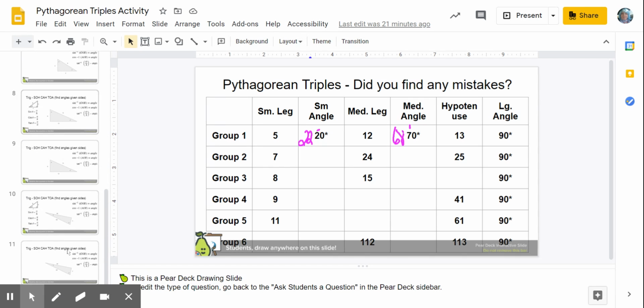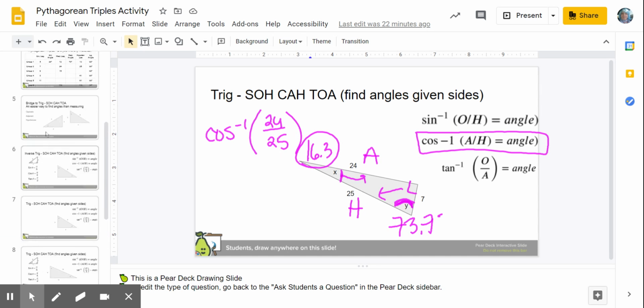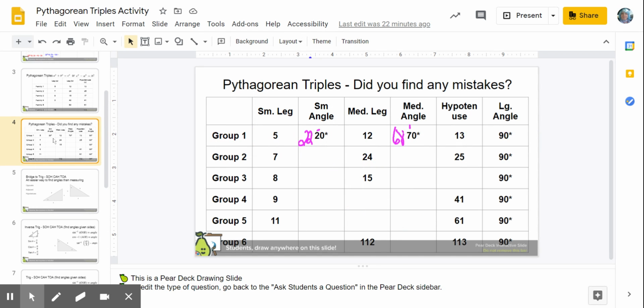If we come down here to the one we just did, the 7, 24, 25, we got 16.3 and 73.7. 16.3. So was that this one? 16.3.